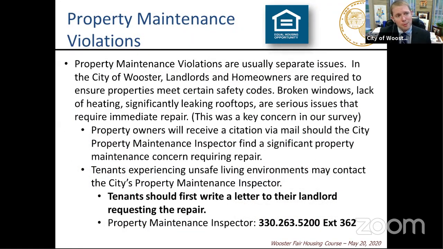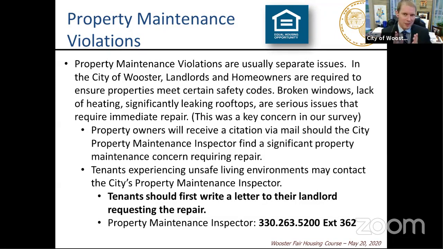And on that note, property maintenance violations are usually, again, separate issues. In the city of Worcester, landlords and homeowners are required to ensure that properties do meet certain safety codes. That would include making sure that we have the home in working condition, safe condition. We don't have water infiltrating from the roof. Broken windows, lack of heating, significantly leaking rooftops. These are serious issues that do require immediate repair. And in our 2019 Fair Housing Survey, this was a key concern.